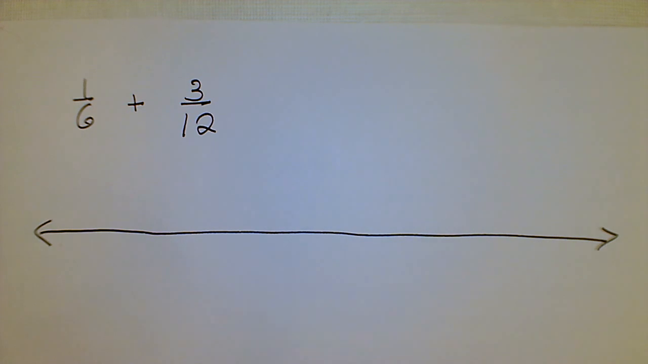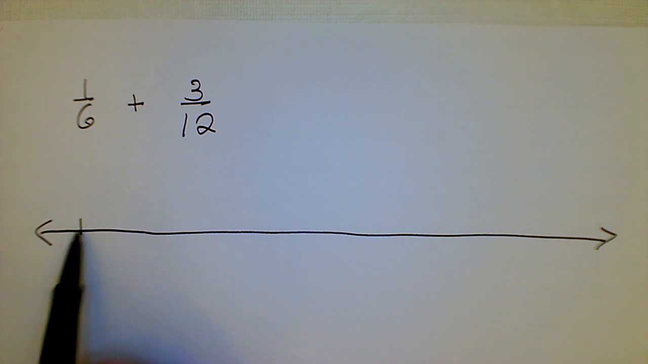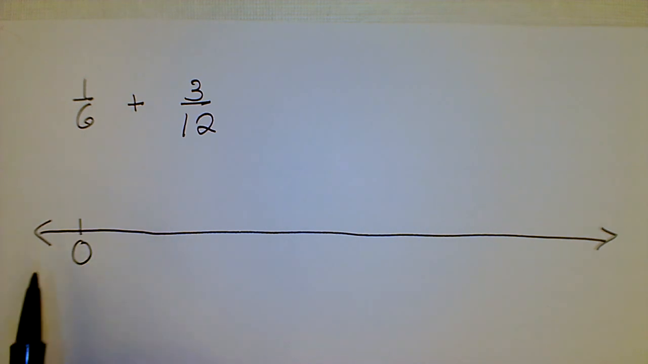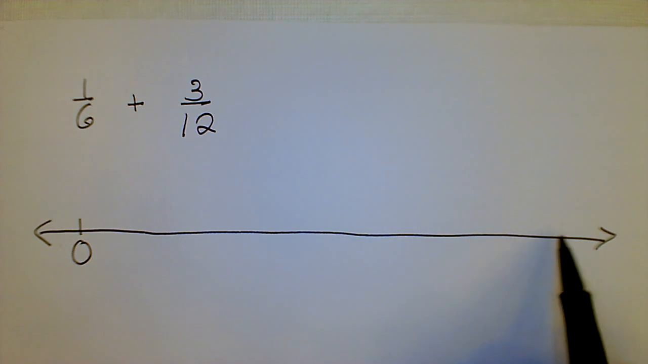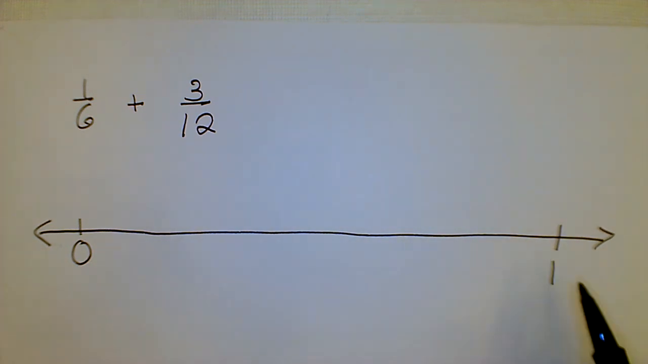So we have our number line, and I'm going to first put in my 0, and remember this would be 0 or 0/6 or 0/12, and then over here I'm going to have 1, and that 1 would also be equal to 6/6 or 12/12. When our numerator and denominator match, then we know we have 1.